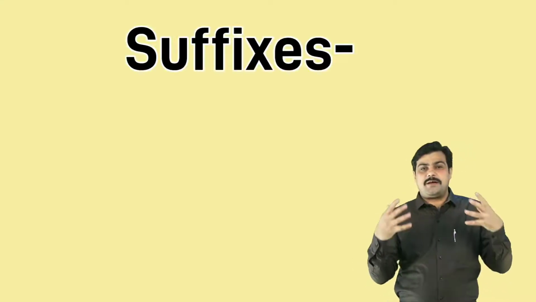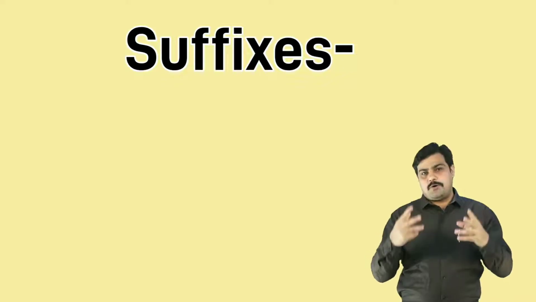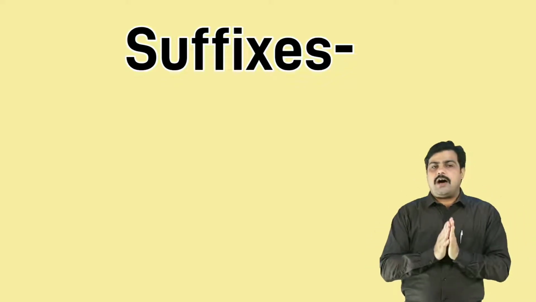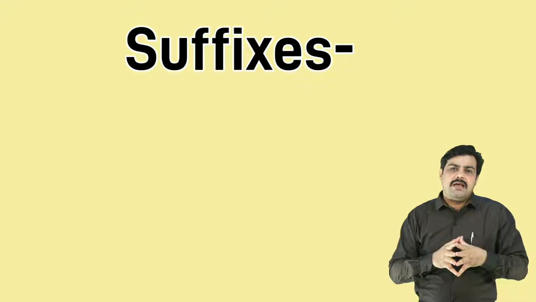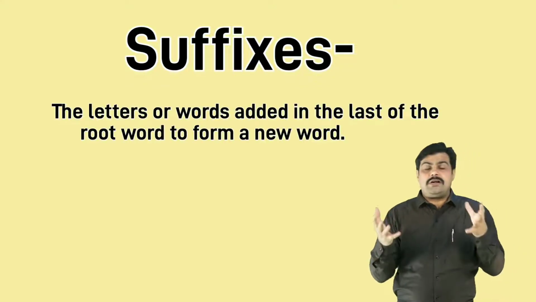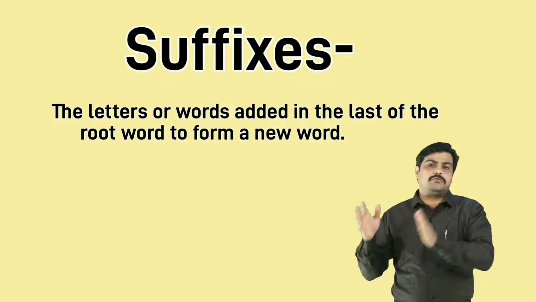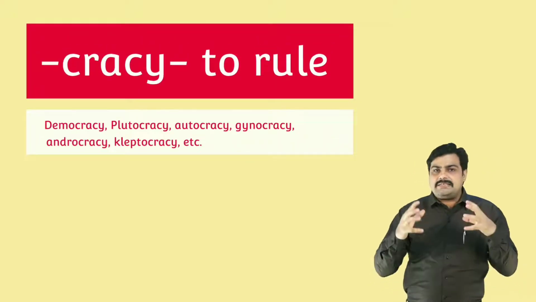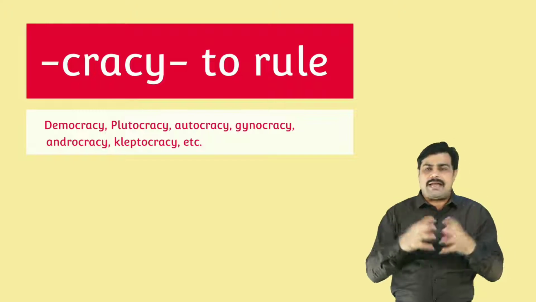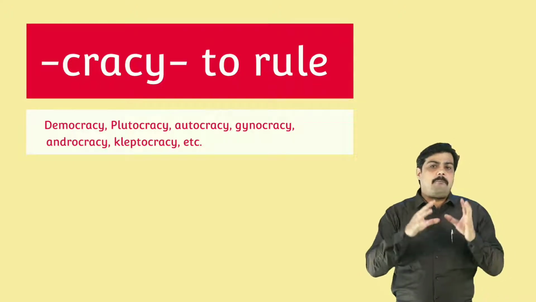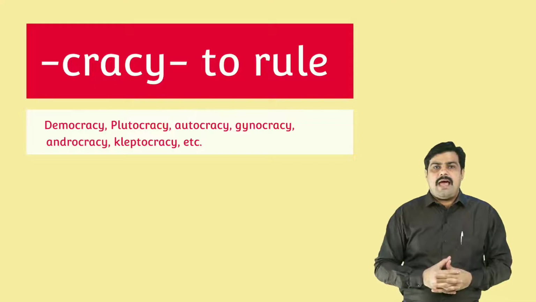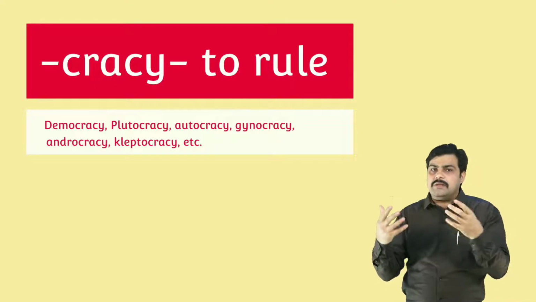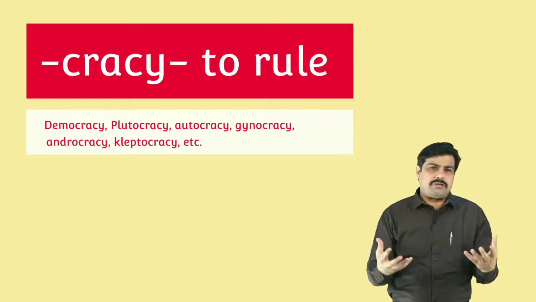Another important method is the suffix, because we are talking about affixation, including both prefix and suffix. Let's take some of the suffixes. These are letters or words added at the end of a word to form a new word. For example, the first suffix is cracy, C-R-A-C-Y. Cracy comes ultimately from the Greek language, where it has the meaning power or to rule. There are many words made with this suffix. Let's take some important ones only.